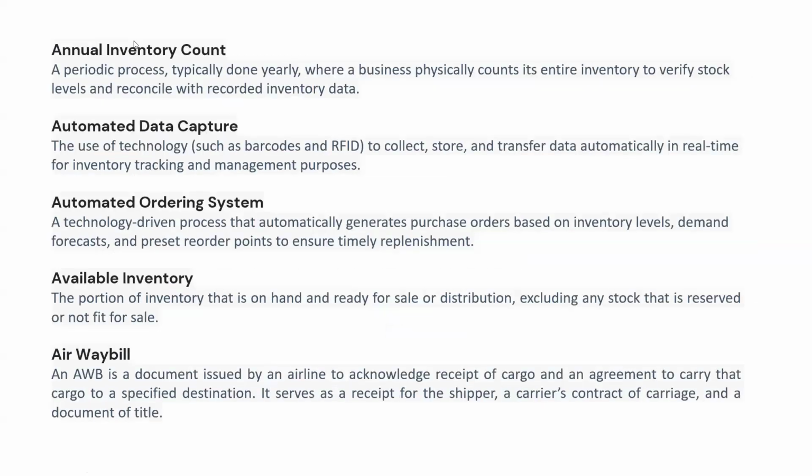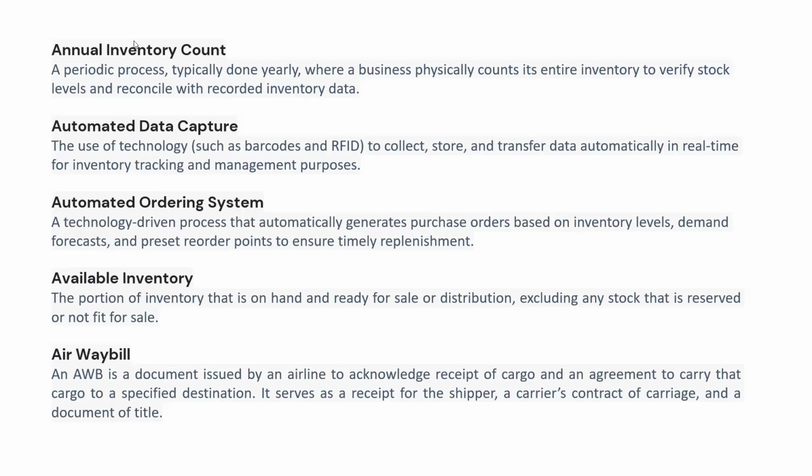Then is annual inventory count. It's a periodic process, usually done every year, when a business physically counts its entire inventory to verify stock levels and reconcile with the recorded inventory data. This is done to cross check whether there is enough inventory, just like the previous year. Or if there is a shift in the trend, adjustments can be made to this annual inventory count. So it can either be increased or decreased according to the market situation.